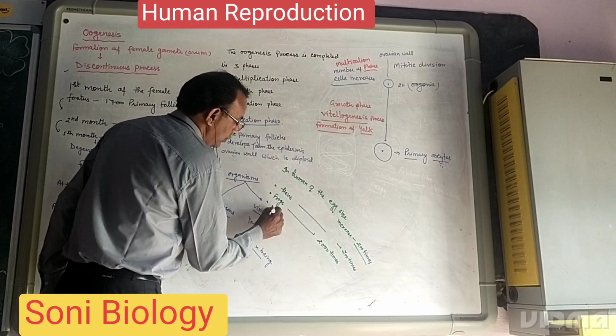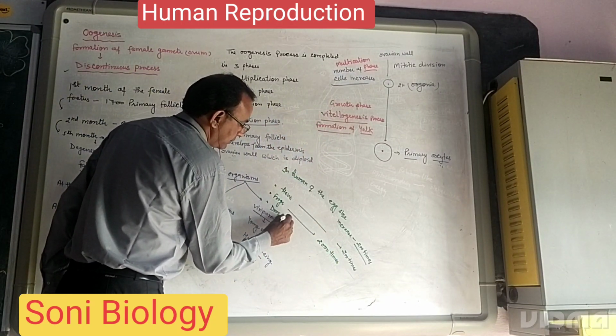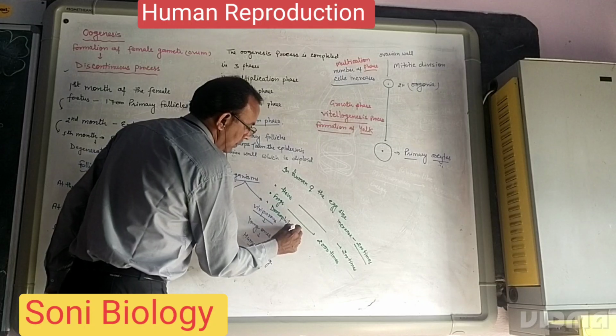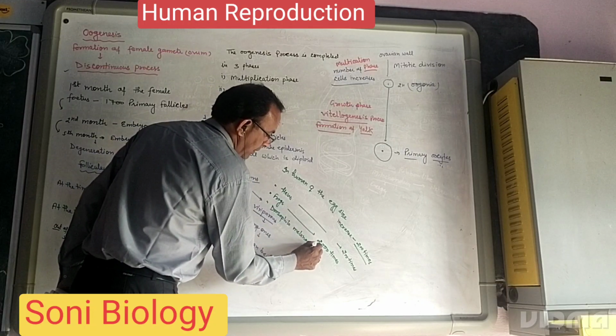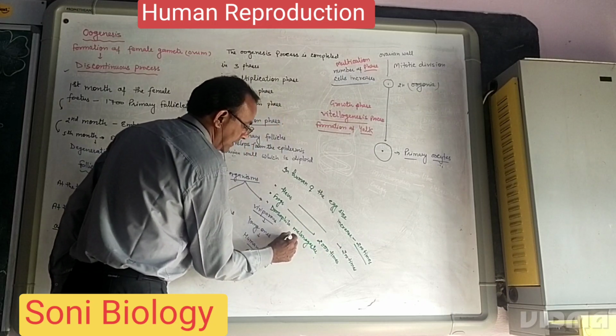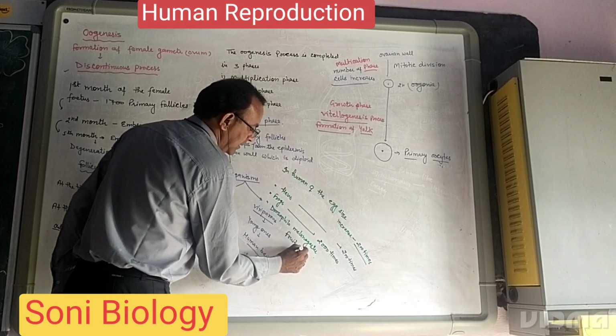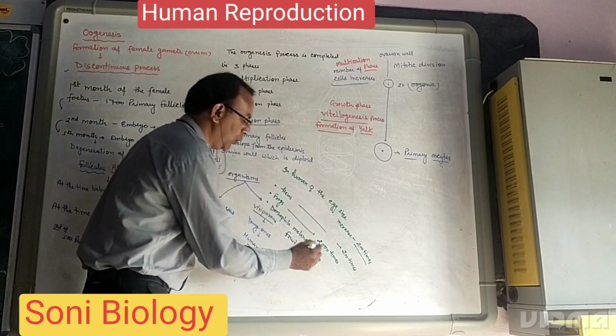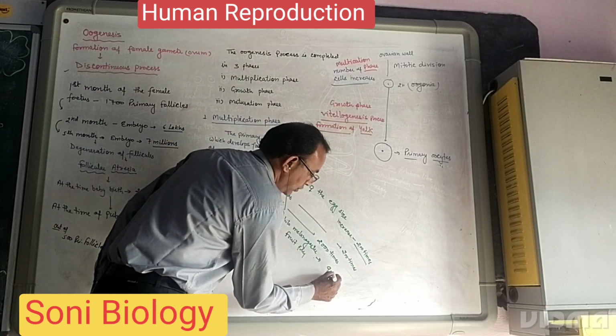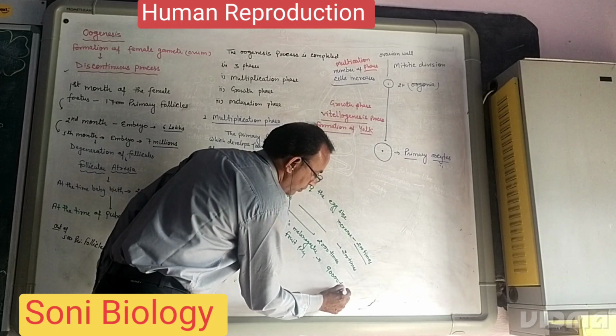And in Drosophila melanogaster, which is a fruit fly, the cell size increases from normal to 90,000 times more.